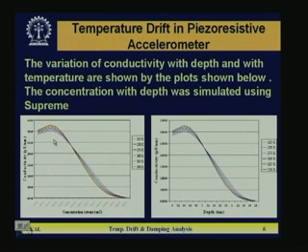Now, one unique feature of both these curves is that you can see here that the temperature variation is almost minimum for a typical doping concentration. This is this region. So now you can see here.